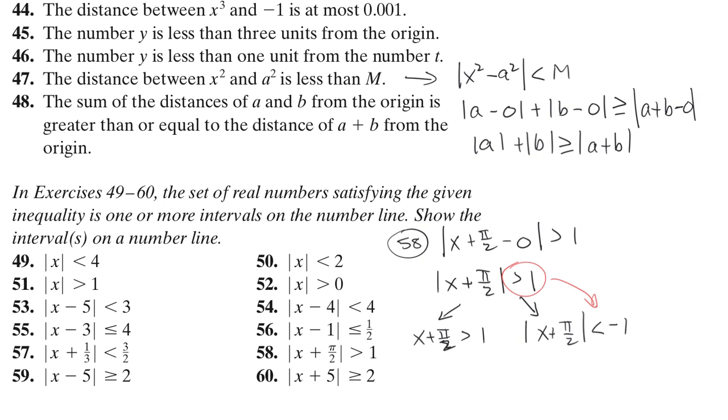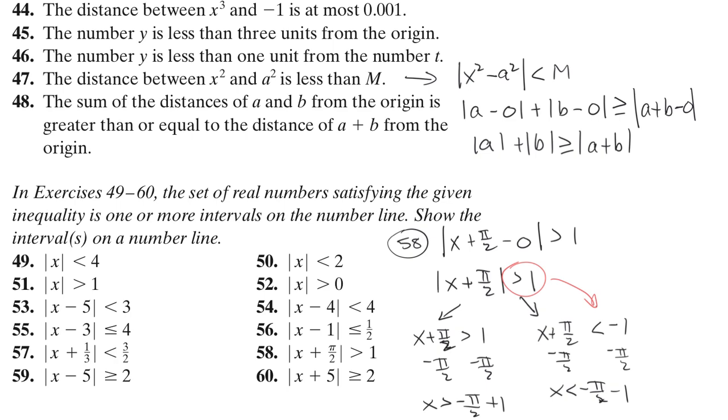This will give us our entire range of possibilities. So if I subtract pi over 2, subtract pi over 2, and x is greater than negative pi over 2 plus 1. And I guess I didn't need the absolute value symbols there, so I'll just erase that little part right there. And minus pi over 2, minus pi over 2. We have x is less than negative pi over 2 minus 1.